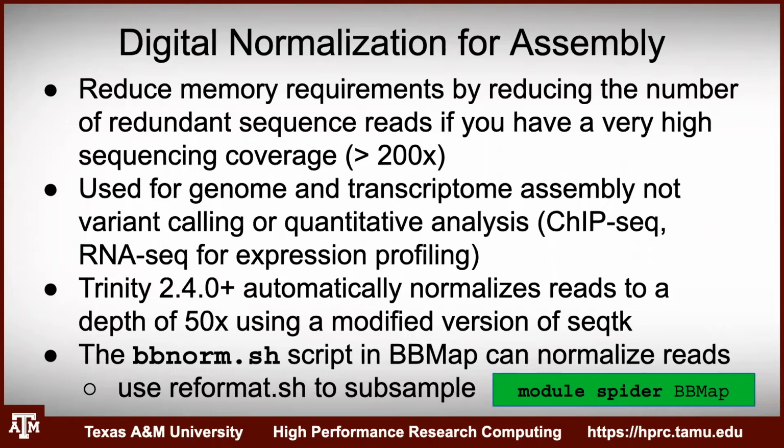Trinity, which is the most common transcriptome assembly software, automatically normalizes reads to a depth of 50x. It uses a modified version of the seqtk tool. Another tool to normalize reads would be the bbnorm script available in bbmap, which is on our clusters.